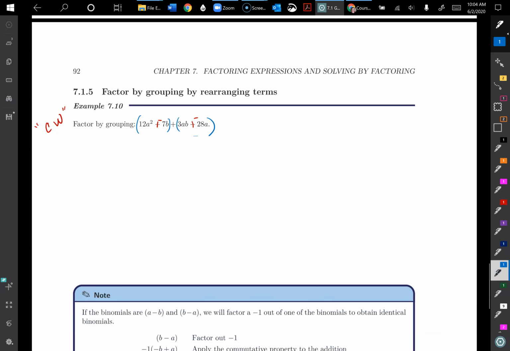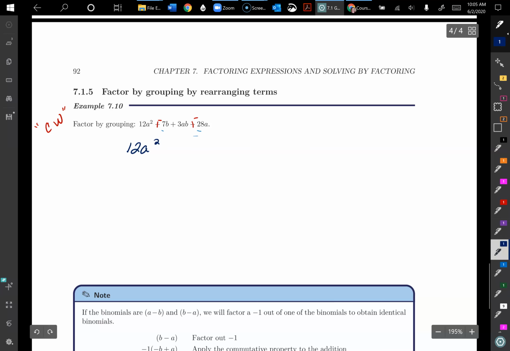So what if I rearranged them? Let's try to rearrange instead. So I'm going to actually rewrite this because I can notice here 7 kind of goes good with 28 and 12 goes good with 3. So because of commutativity, I can pull them apart.